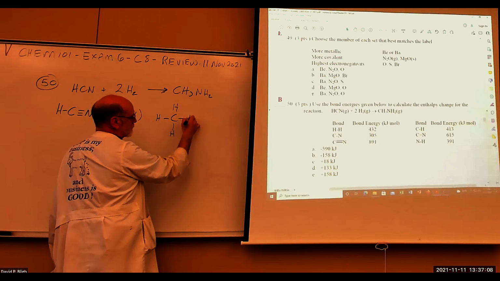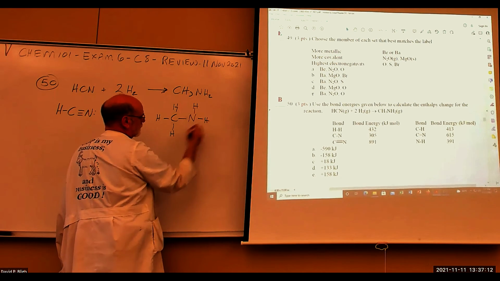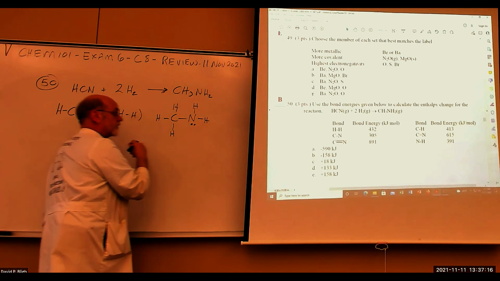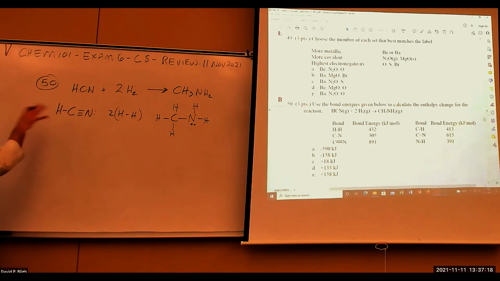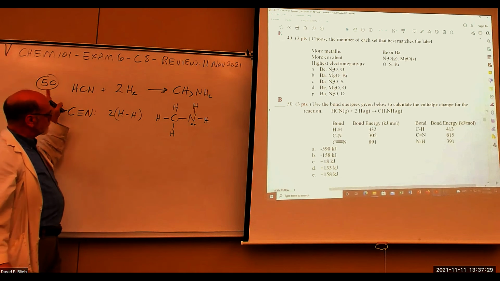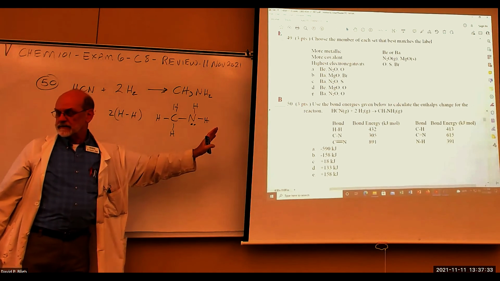Then the carbon is bound to the nitrogen. And you have another. That. And let's see, I think there's a lone pair here also. So those are your bonds. Now you can use the bond energies once you know what the bonds are. For this one, you're gonna add up the energies for this side and subtract the energies for that side.